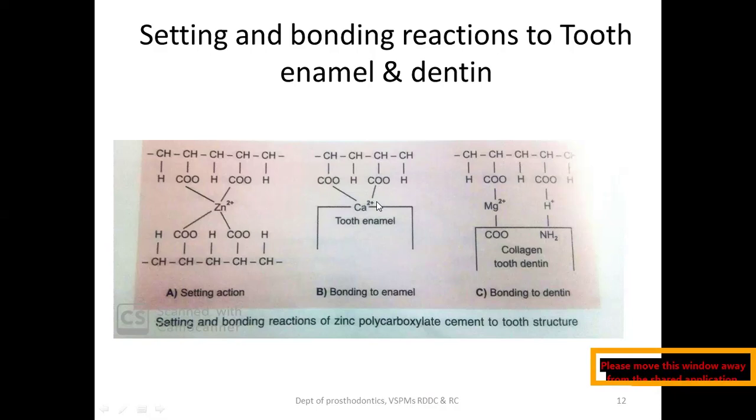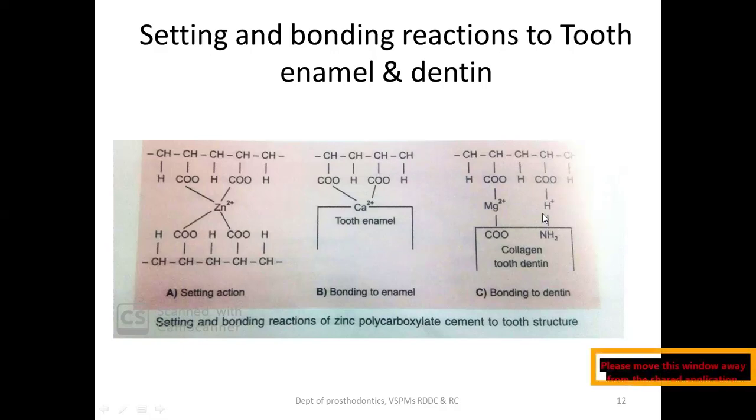Now, how does the reaction occur with the dentin? In dentin, the inorganic portion is not as much as is present in the enamel. So here the bonding occurs by two methods. First, you can see in the reaction that hydrogen bonds are formed between the carboxylic group and the amine group of the dentin collagen.